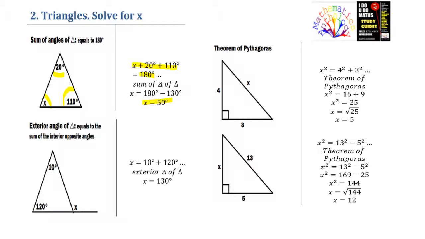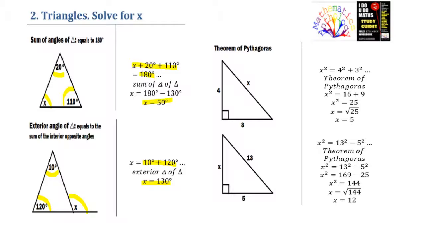The next one, the exterior angle of a triangle is equal to the sum of the interior opposite angles. So exterior means outside the triangle here. That's equal to the sum of the two angles that are inside but opposite this angle here. So 10 plus 120 will give me 130 for x.